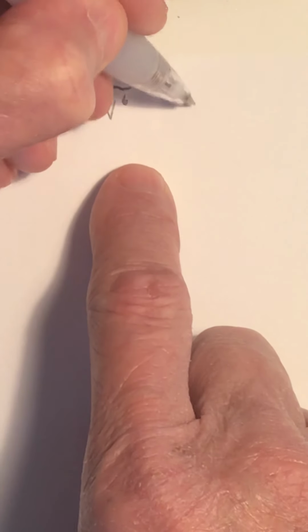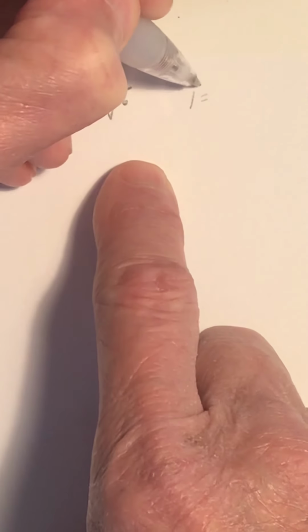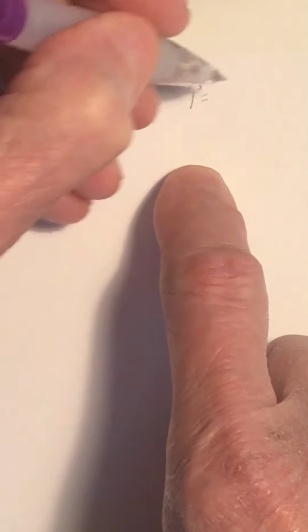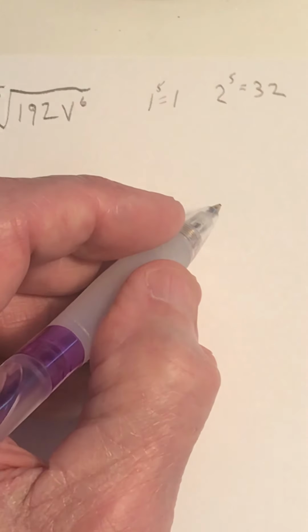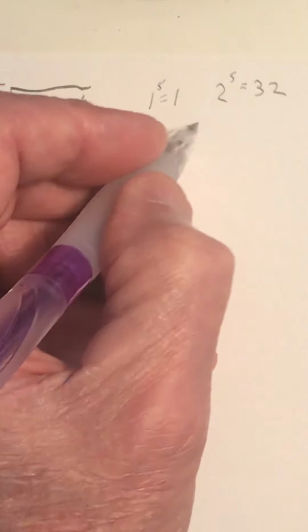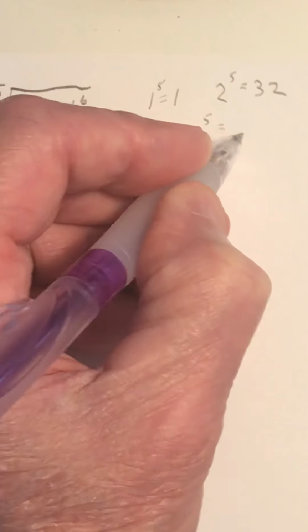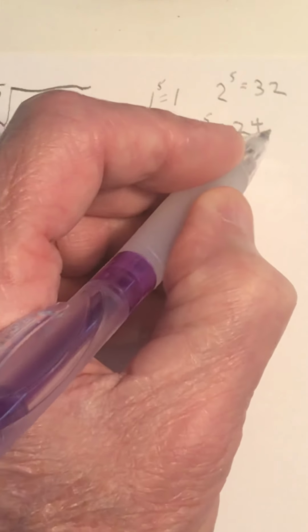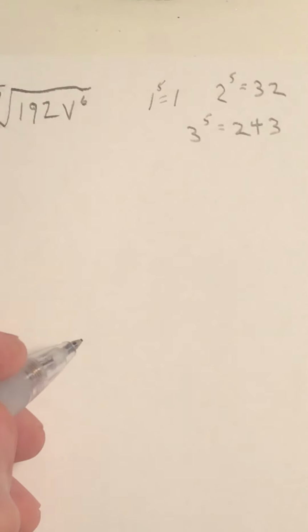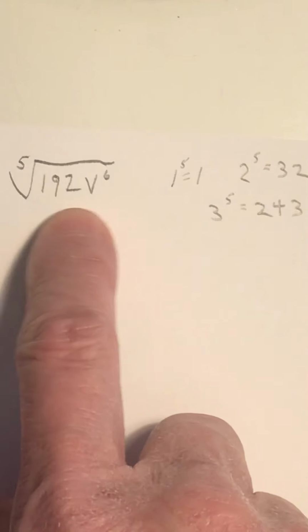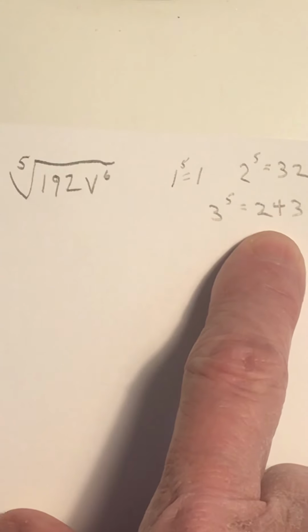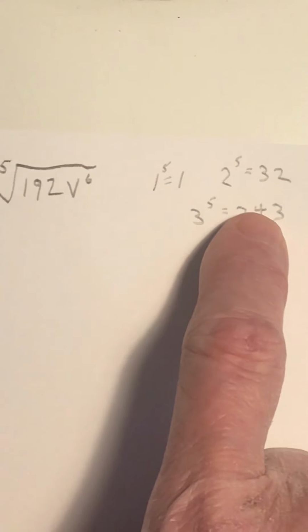If you think about what is a fifth power, 1 to the fifth, 1 times 1 times 1 times, that's just 1. 2 to the fifth is 32. And 3 to the fifth, these get large in a hurry, because they're fifth powers. We're already past the 192. That's certainly not going to factor out of 192.